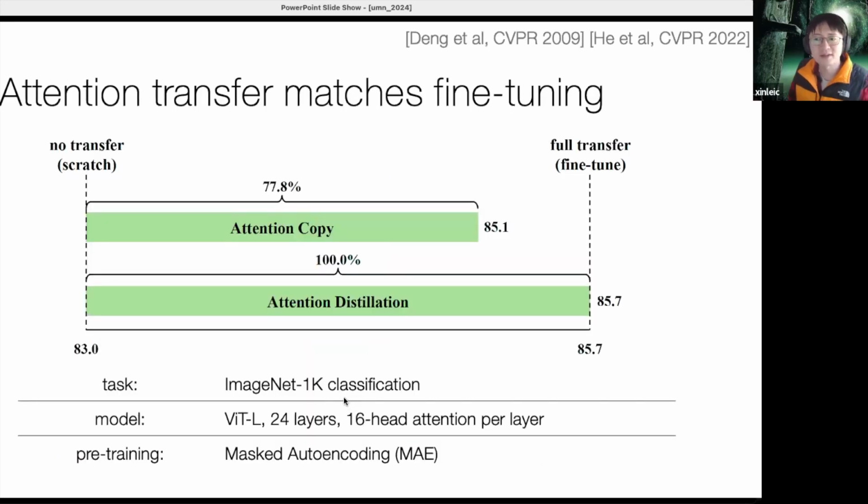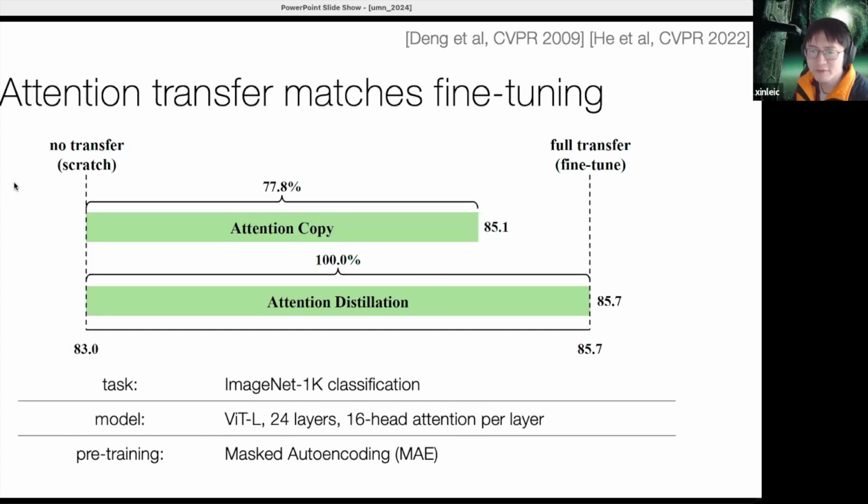And the surprising thing we find is that attention transfer can actually match the weight fine-tuning performance on ImageNet. So here the setting is that we have a model, ViT-L, ViT large, with pre-training of masked autoencoding. So the model has 24 layers and 16 attention heads per layer. I mention this just because we will do ablations, or analysis, about it.